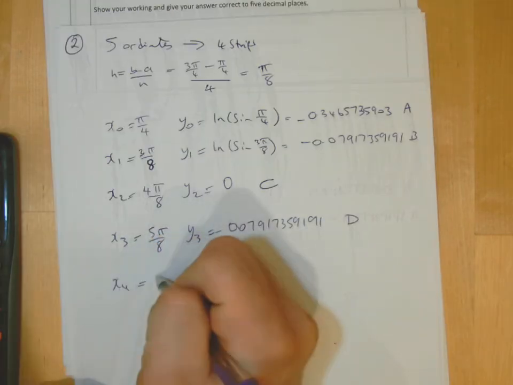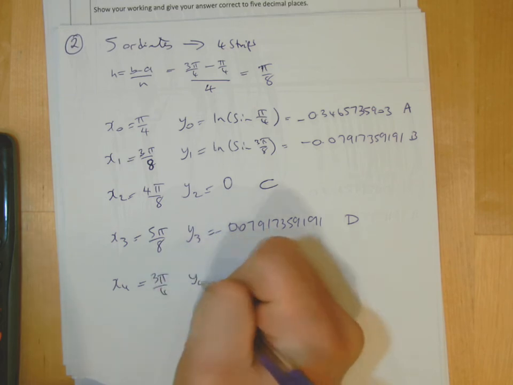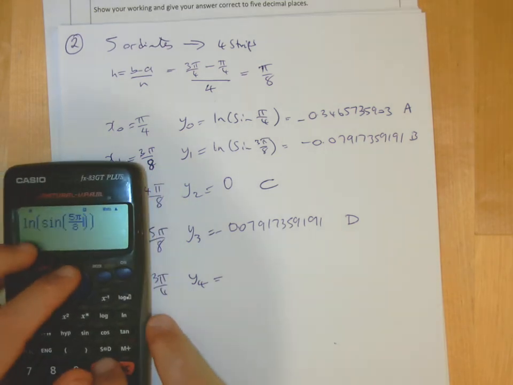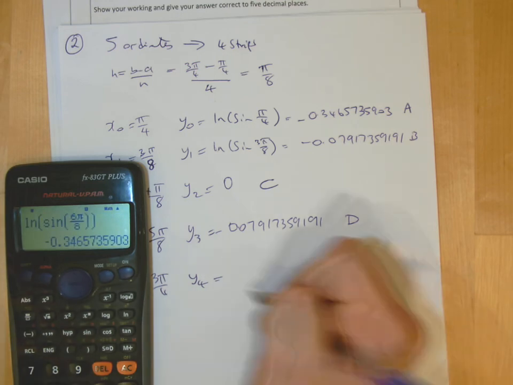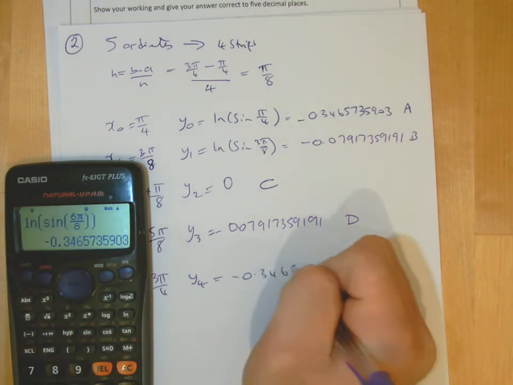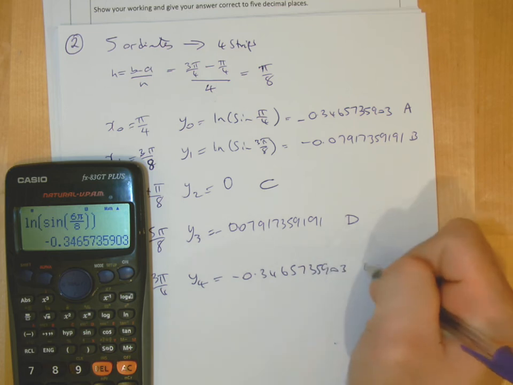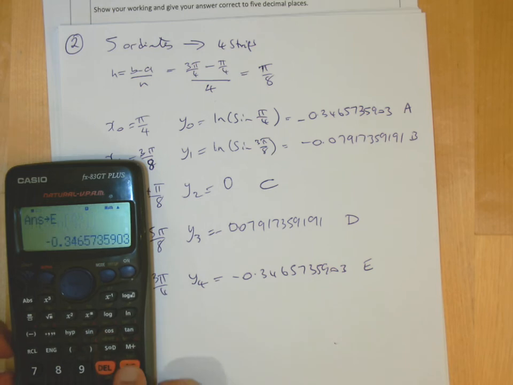X4, 6 pi by 8, which actually is 3 pi by 4, isn't it? It's the last one, it's the 5th ordinate. So I'll go back up here then. So 6 pi by 8. We get minus 0.3465735903. It's just like A, isn't it? So there's a symmetry going on here. That's okay, doesn't really matter. So store that in E.